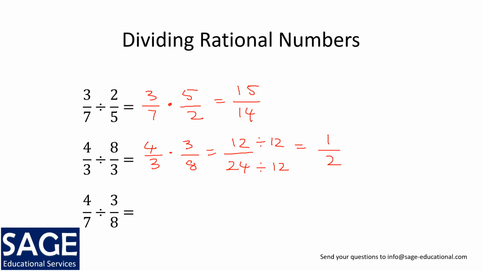Now we have 4 over 7 divided by 3 over 8. So start with 4 over 7, change the division into multiplication, take the reciprocal of 3 over 8, which is 8 over 3, and then multiply. So 4 times 8 is 32, and 7 times 3 is 21. And there is no number that divides both 32 and 21, so I cannot reduce this any further. That would be my answer.